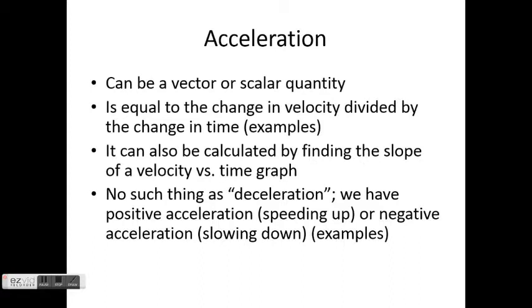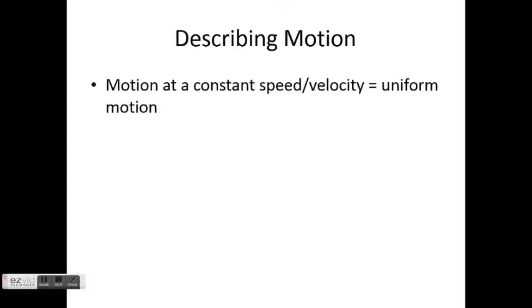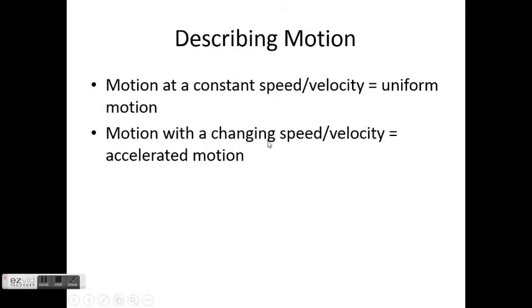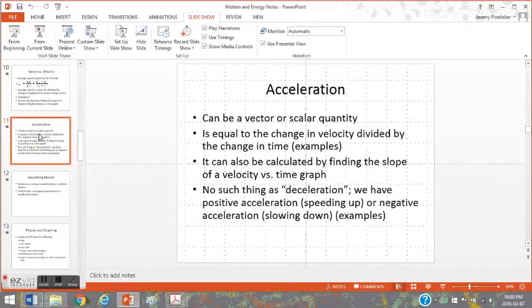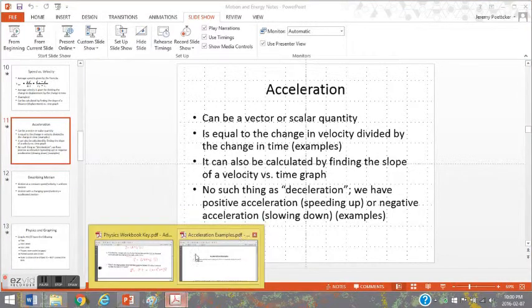Okay. One more thing, just to talk about some words. If we talk about motion at a constant speed or velocity, this is a uniform motion. If it's changing speed or changing velocity, we talk about that being accelerated motion. Okay. So again, make sure you have got these notes down. We will look at the examples momentarily. You should have the sheet to do this. I'll pop it up here. It should look like this.